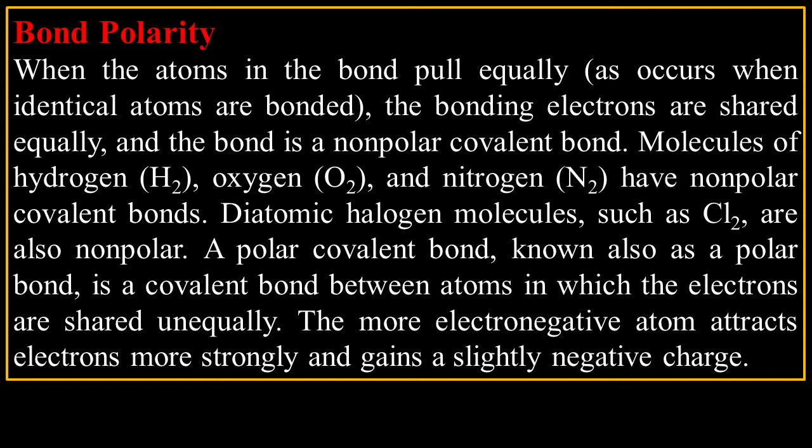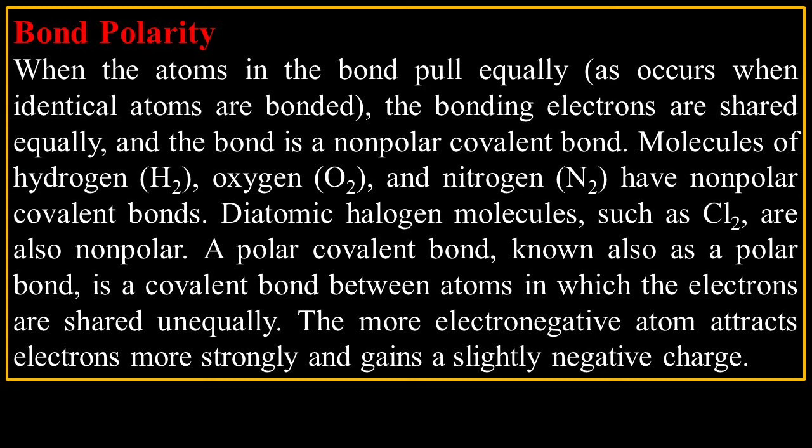When the atoms in a bond pull equally, as occurs when identical atoms are bonded, the bonding electrons are shared equally, and the bond is a nonpolar covalent bond. Molecules of hydrogen, oxygen, and nitrogen have nonpolar covalent bonds. Diatomic halogen molecules such as chlorine are also nonpolar.